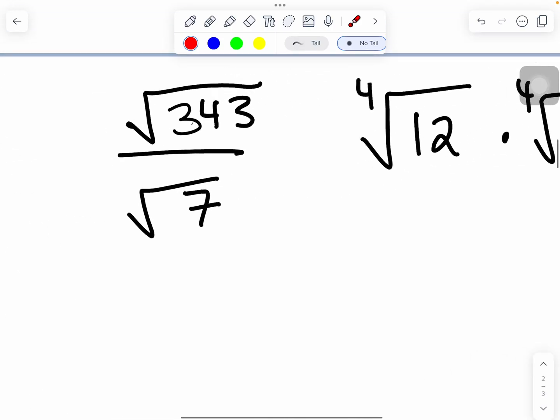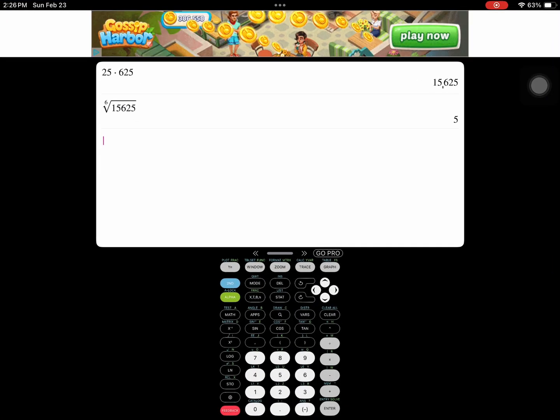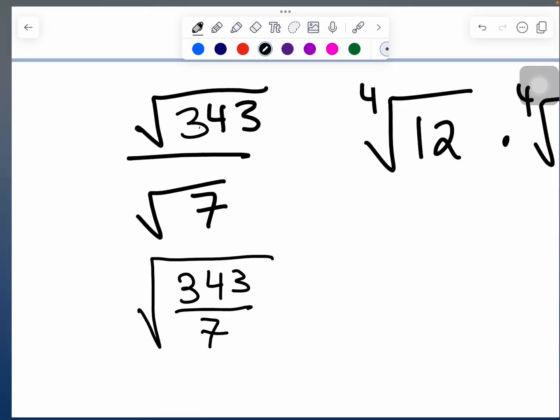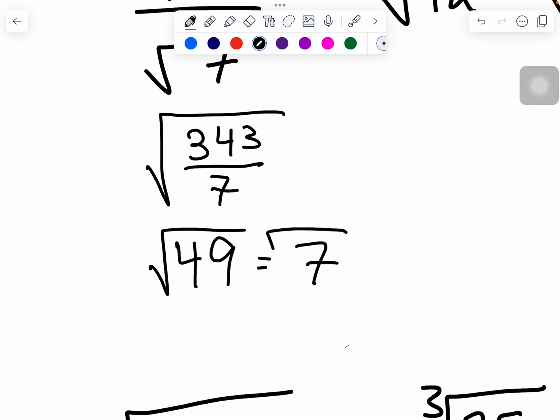So for division, it works very, very similarly. If I have the same type of root, in this case I do, all I do is I'm going to shove those two things under the same root. So I have 343 divided by 7. Let's see what 343 divided by 7 is. 343 divided by 7 is equal to 49. That is a really nice number. So then I have the square root of 49, and the square root of 49 is 7.